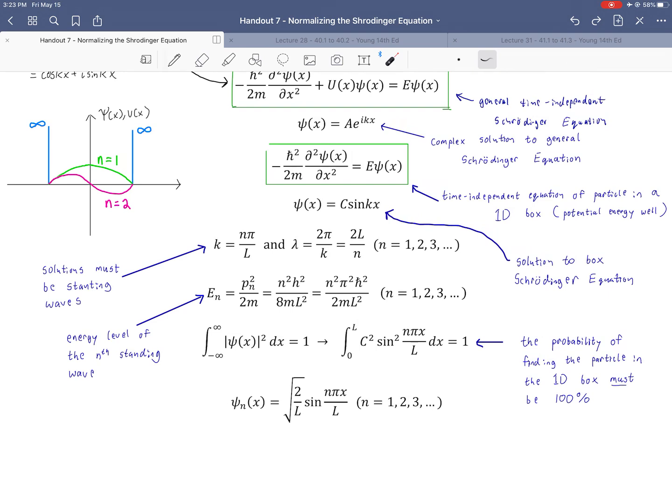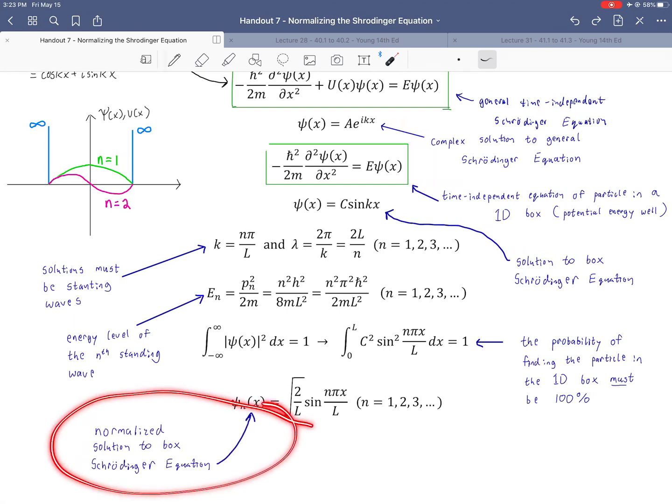Right? Okay. So all we're doing is integrating the probability distribution over the entire possible locations and saying that must be 1, because 1 is like 100%, right? Thus, we can get the normalized solution to the box Schrödinger equation. And by the way, box Schrödinger equation is not an official term, but I think it captures the idea, right? The Schrödinger equation of a wave trapped in a box, a matter wave trapped in a box, bouncing back and forth.